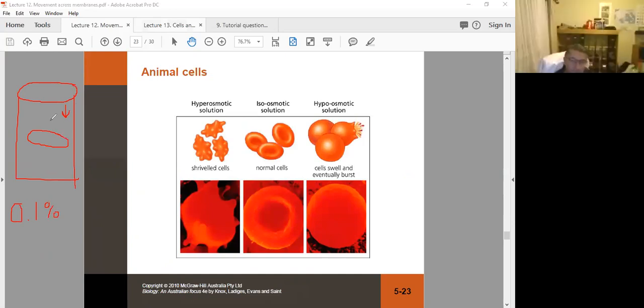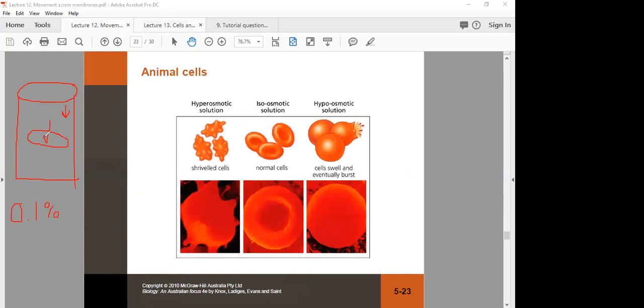Going into the cell. Water will move from the solution into the cell, and that causes the cells to swell up, and you can see that here, swelling up and eventually burst. Now let's compare that to plant cells, which respond a little bit differently.